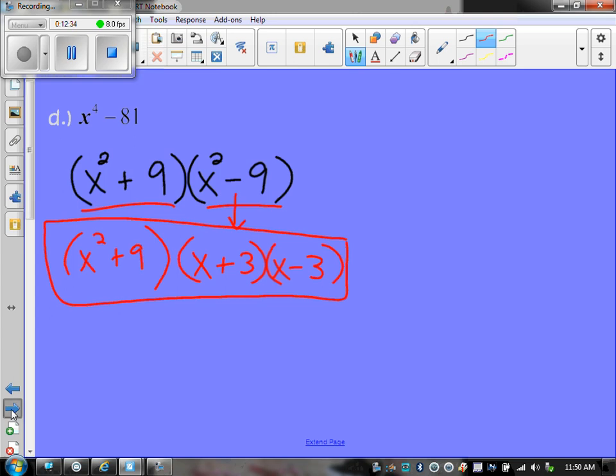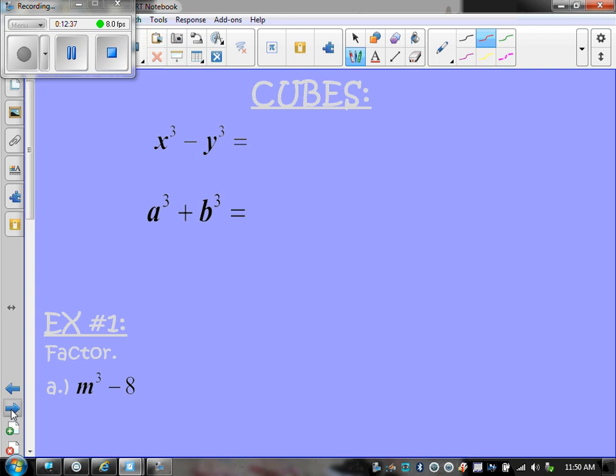Okay, so let's look at the next thing. Cubes problems also happen when we have 2 terms. Okay? And in order to tell if it's a cubes problem, your problem needs to be able to be written something cubed minus something cubed, or something cubed plus something cubed. It needs to be 2 terms, and both of those terms need to be something cubed.